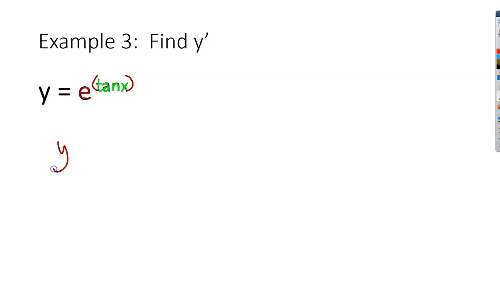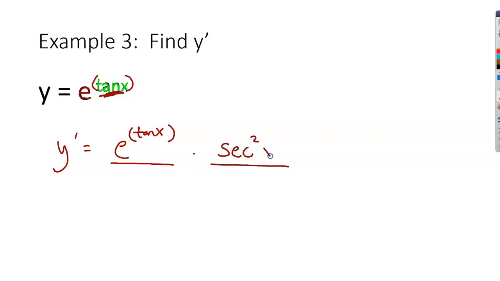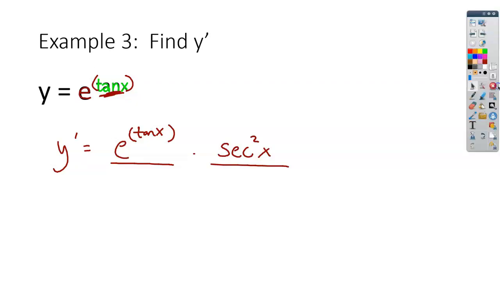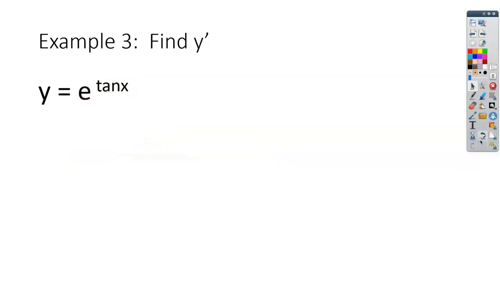So let's go ahead and do this. To find our derivative, we're going to do the derivative of the outside multiplied by the derivative of the inside. So the derivative of the outside, e to the power of whatever, is going to stay exactly the same. That's what the derivative of the outside is. The same thing as the original problem. But we do need to multiply it by the derivative of the inside. So the derivative of tangent, hopefully you guys are remembering, is secant squared. Okay? So derivative outside times derivative inside. The derivative of e is just itself. All right.